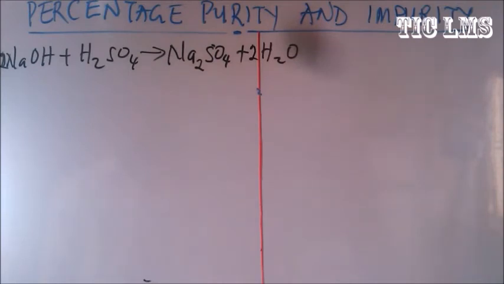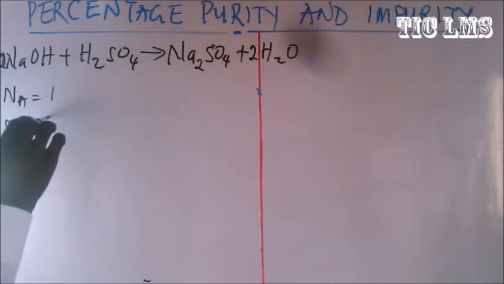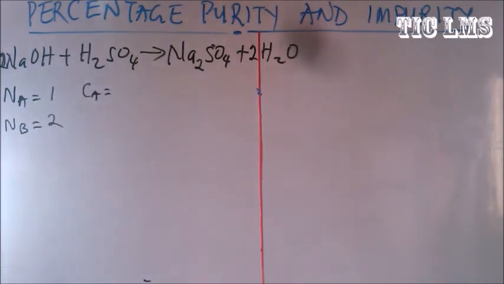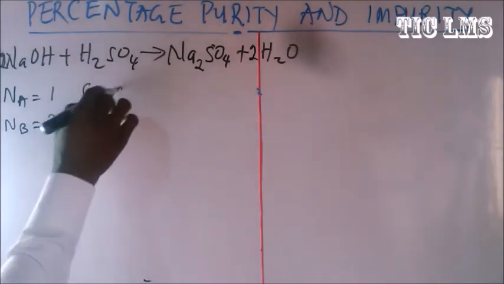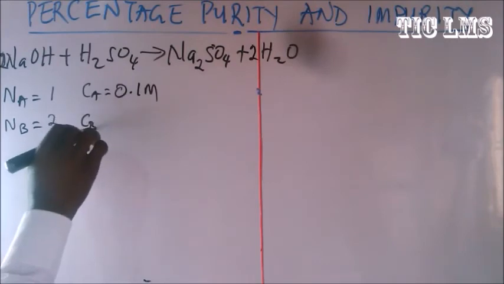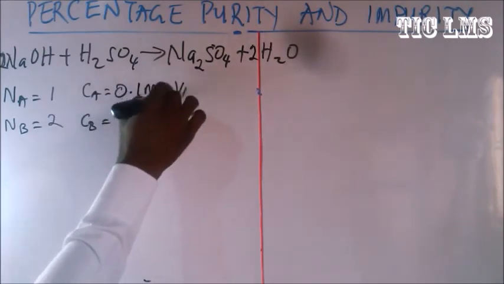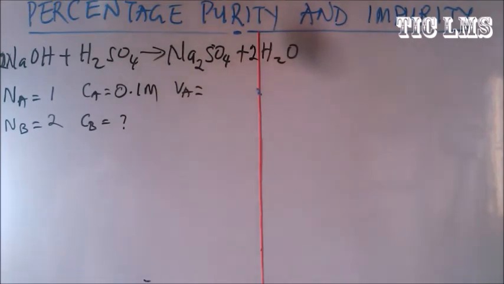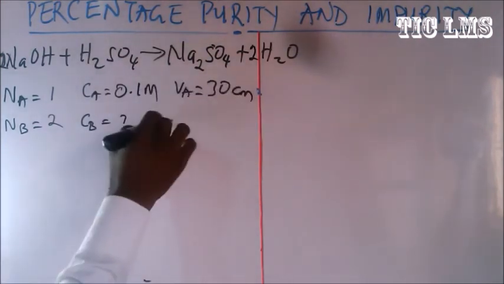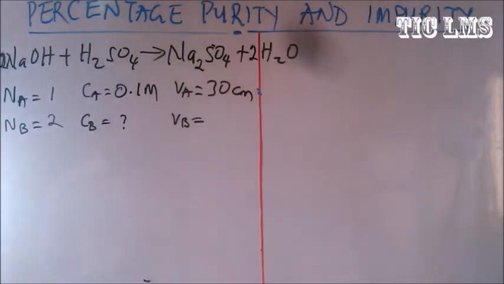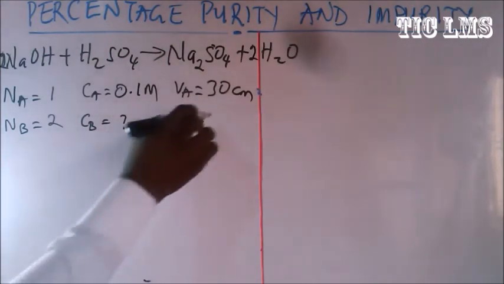Next, we have to calculate the concentration of the pure sodium hydroxide. Now in this question, let's state our parameters. Number of moles of acid, here we have just 1. Number of moles of base, this is the base, which is 2. Concentration of acid, which was given in the question, is 0.1 molar. Then concentration of the base, it is what we are asked to look for. Volume of acid that was given in the question is 30 cm cubed, and volume of base that was given for us to use is 25 cm cubed.